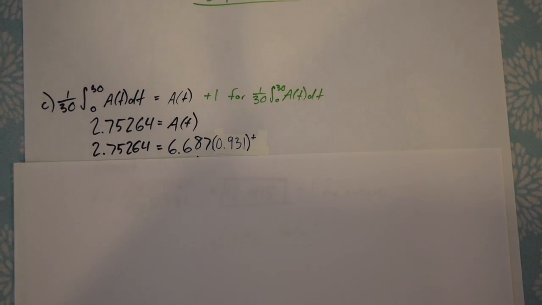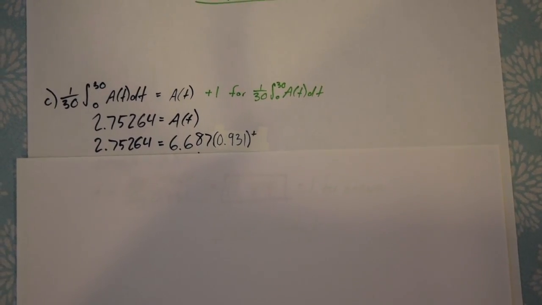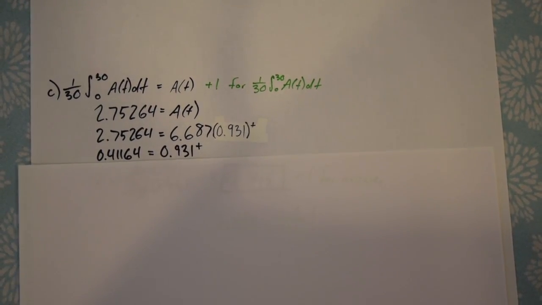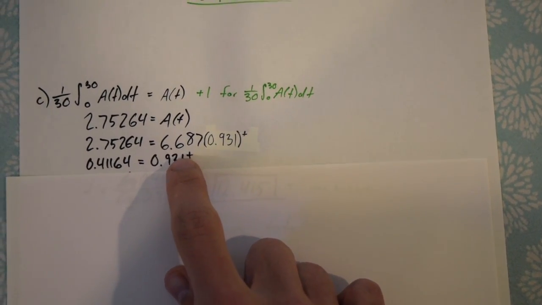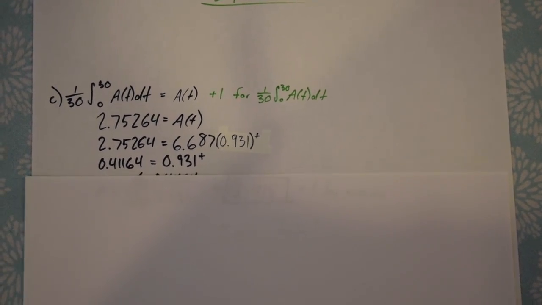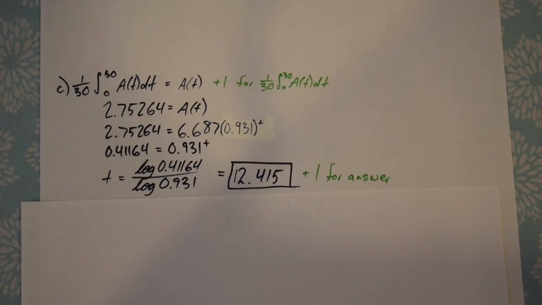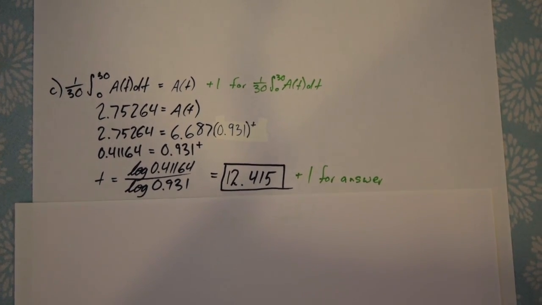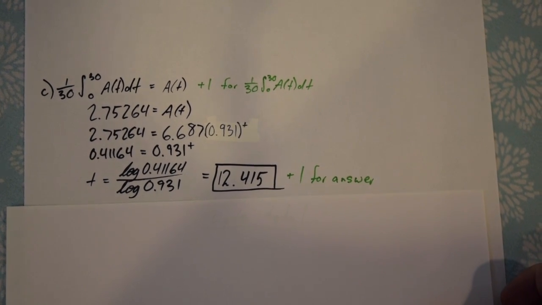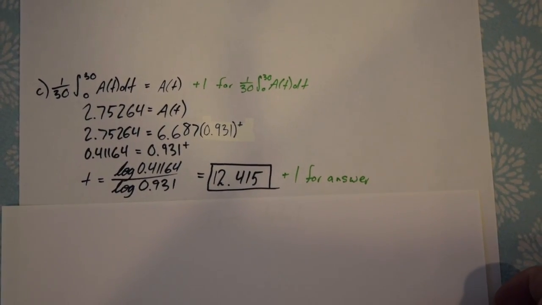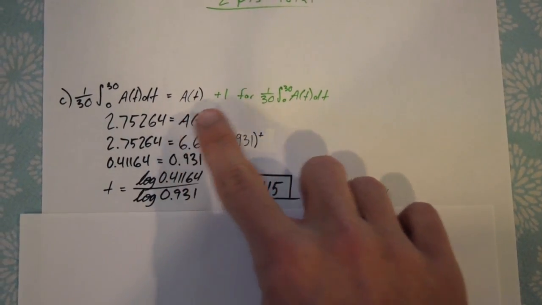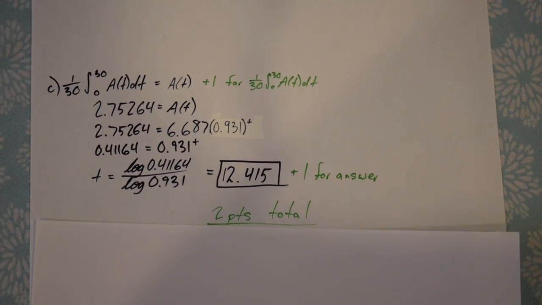And that equals 6.687 times 0.931 to the t, because that was given in the original context of the question. So we divide 6.687 from both sides, we get 0.41164 equals 0.931 to the t, and then we can get t by using logarithms. So log of 0.41164 divided by log of 0.931 equals 12.415, and so this problem is worth 2 points. You get 1 point for the integral right here, and then 1 point for the final answer.